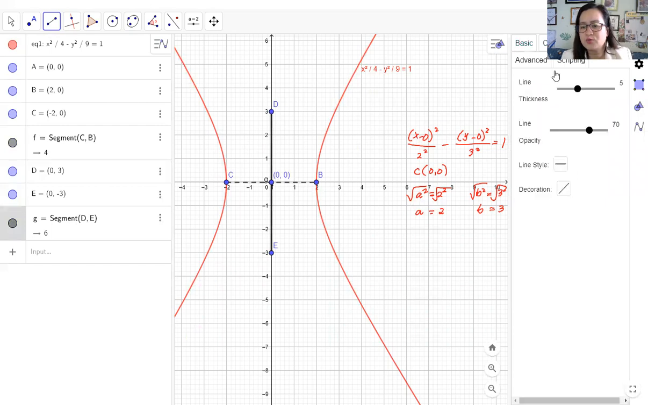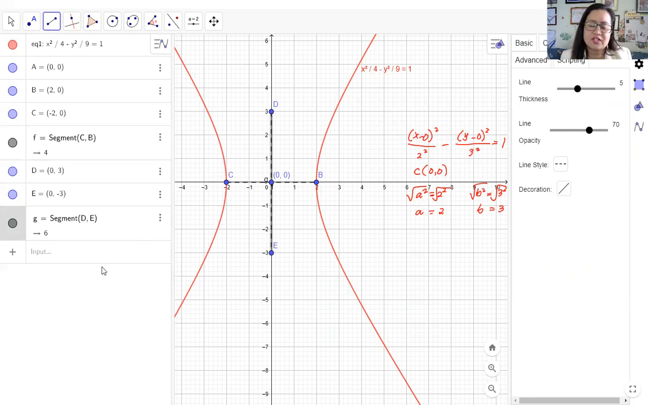Again, I'm going to use broken lines so that we can easily determine the actual graph of our hyperbola. Now, from these points, we can also make the auxiliary rectangle or the central rectangle.